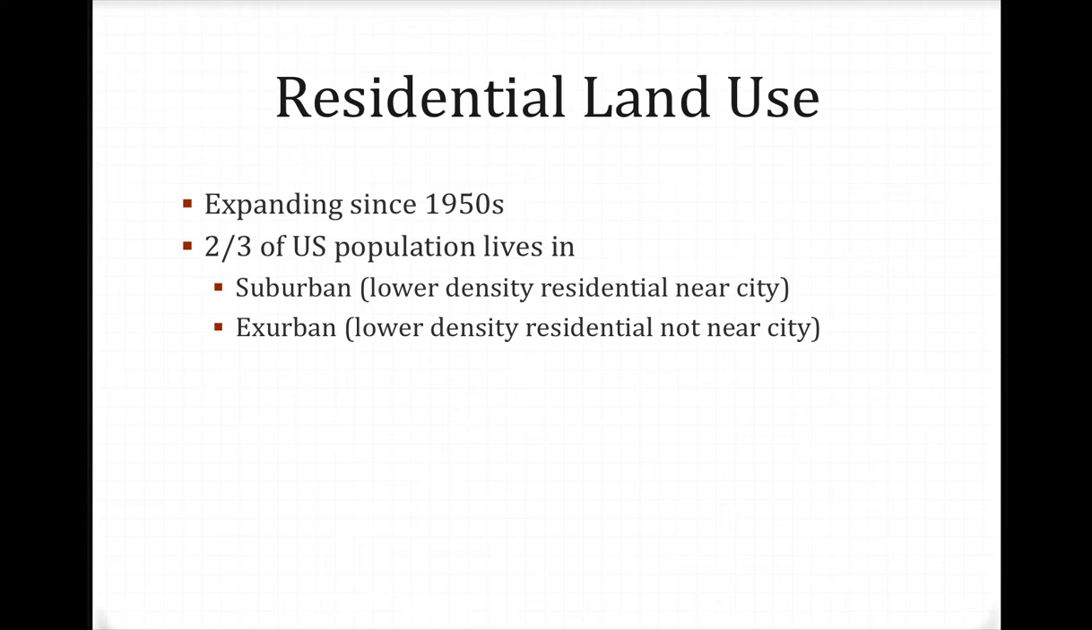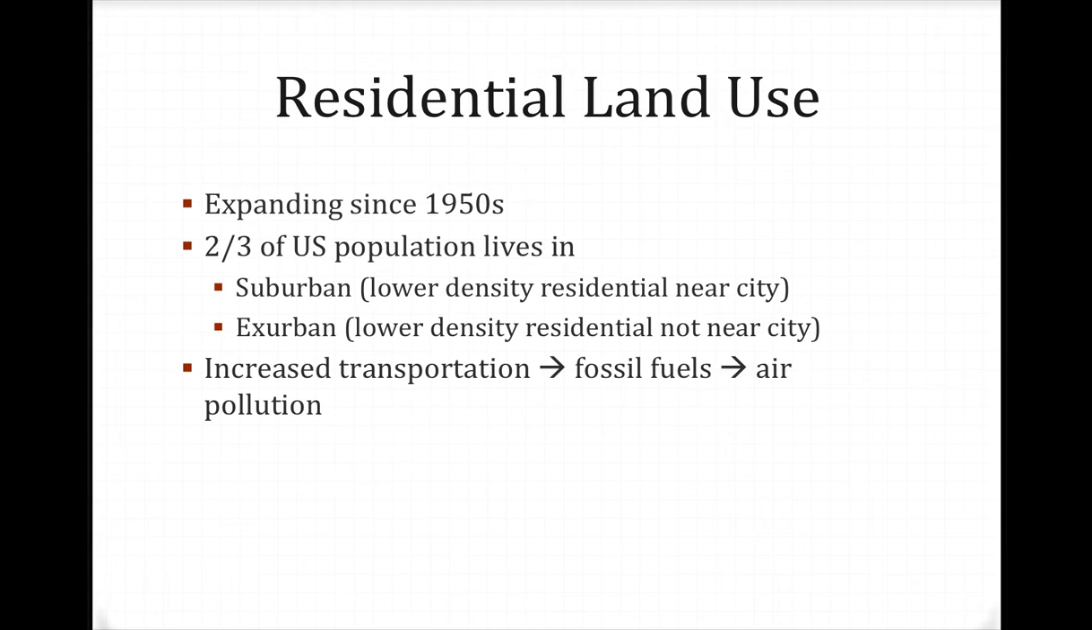But if we were to look at something like maybe the town of Carpinteria, Carpinteria would be lower density residential, not near a city. It's a small town, low density, it all looks more or less suburban. There's no big skyscrapers or anything like that. That would be exurban. So 2/3 of the U.S. population lives in one of these two environments currently.